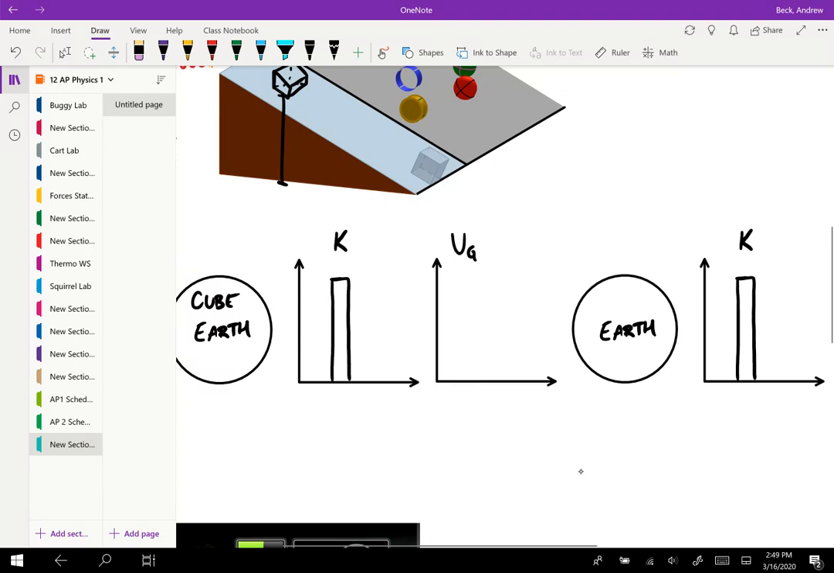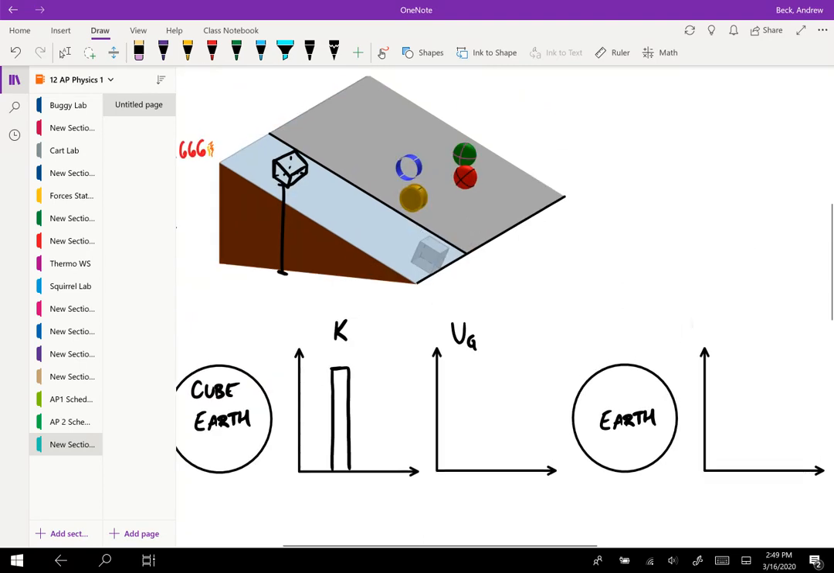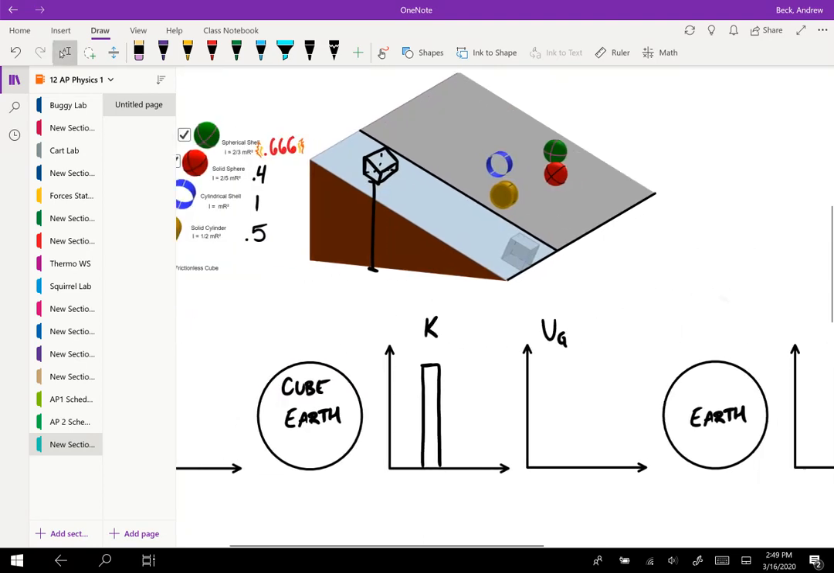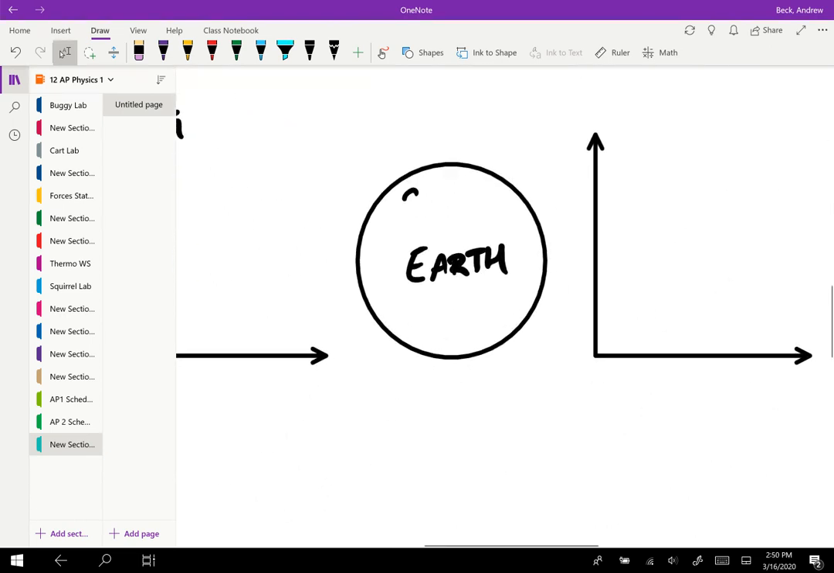So the solid sphere, sorry, not the lame hollow sphere. I don't care about the shell. I care about the solid one. Come on. So let's go with the solid sphere.